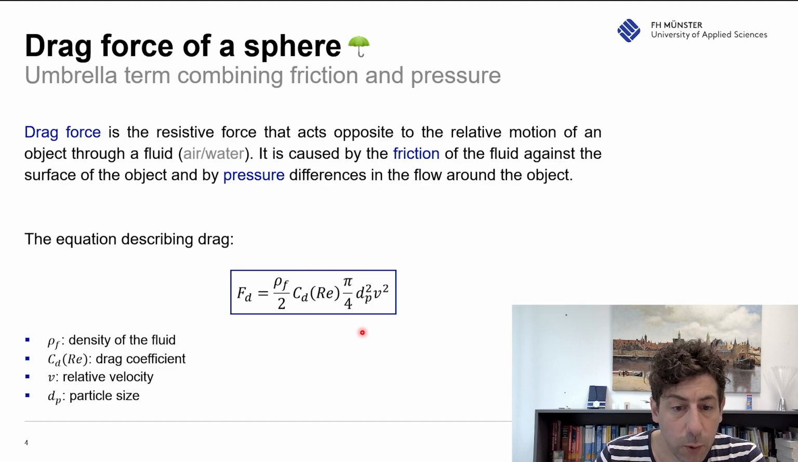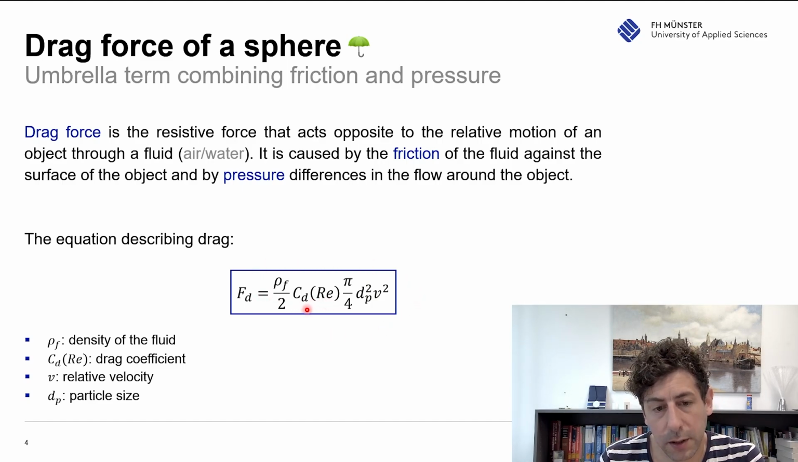So to work with this equation, we need to find a solution for this part here, right? For the CD, the drag coefficient, as a function of Reynolds, and therefore we should first talk about the Reynolds number shortly.